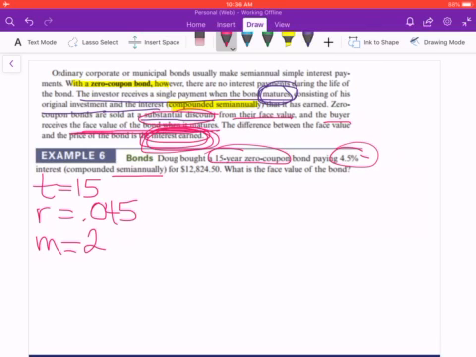Now, the $12,824.50 is going to be considered our present value.